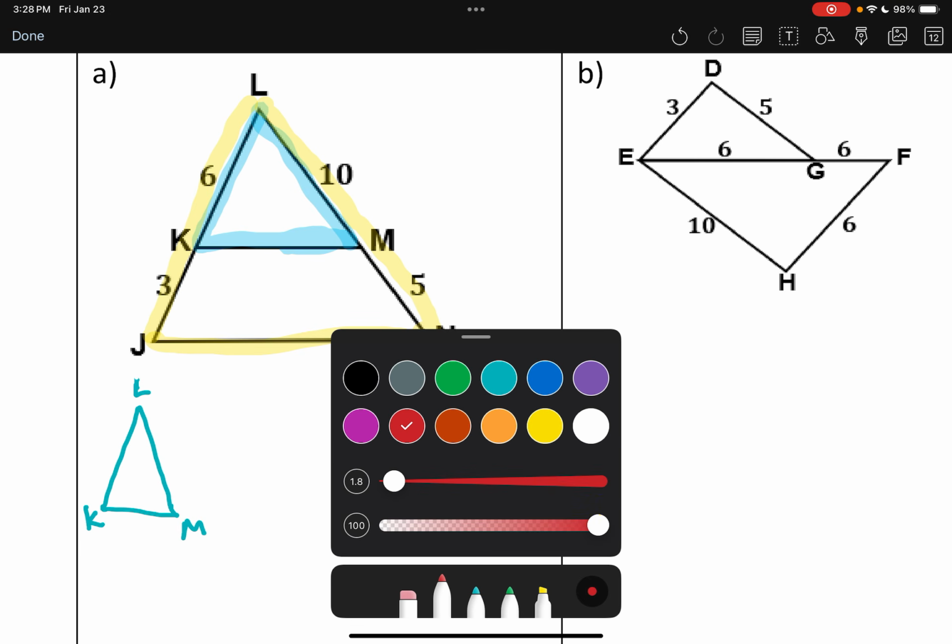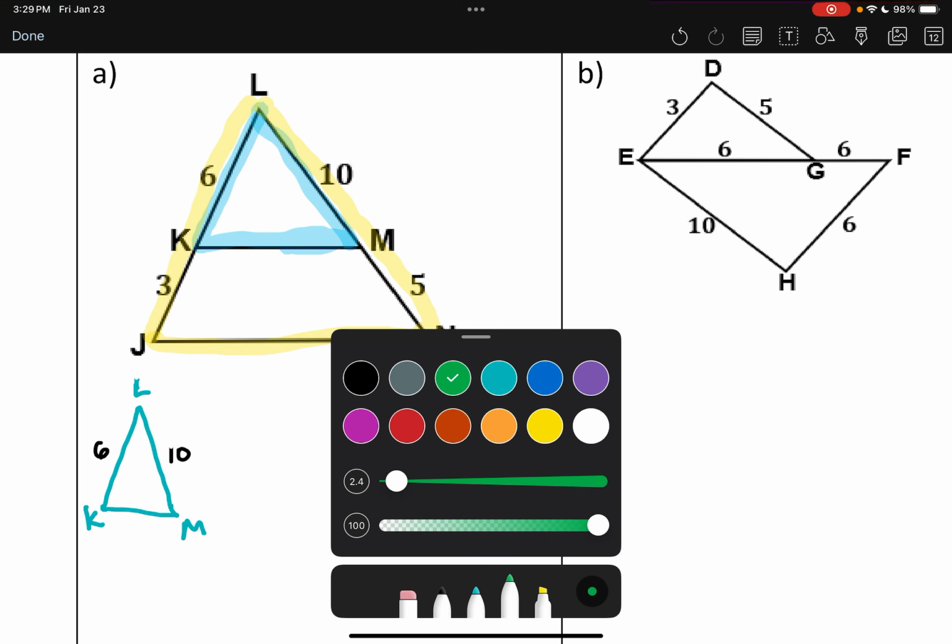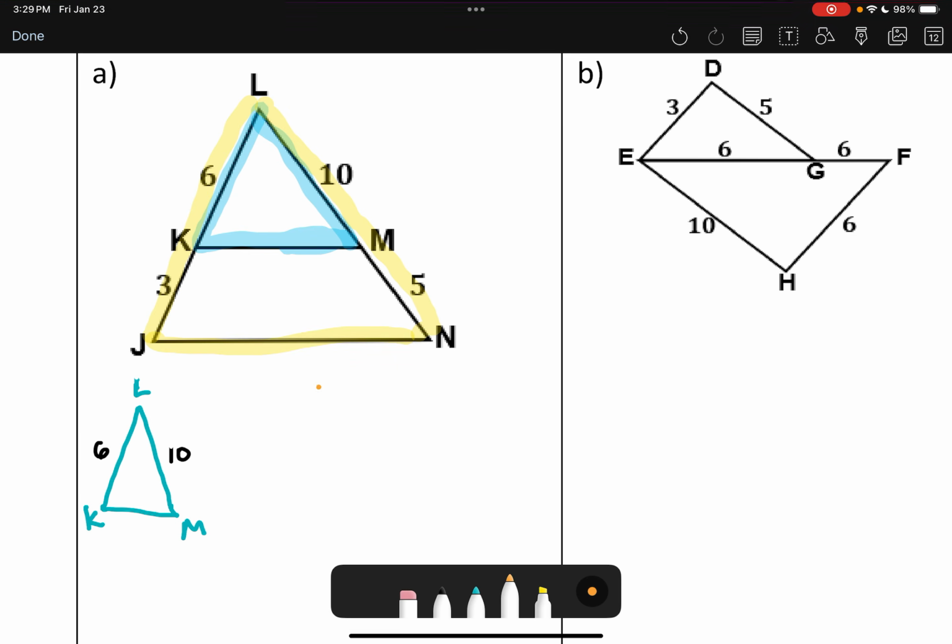And the side lengths for triangle KLM, from K to L, this is 6. From L to M, this is 10. And from K to M, we actually don't know, so we're going to leave that blank. What we're going to do now is we're going to draw out that larger triangle, which is triangle JLN.